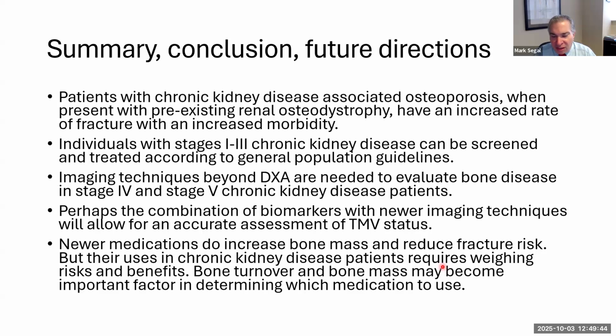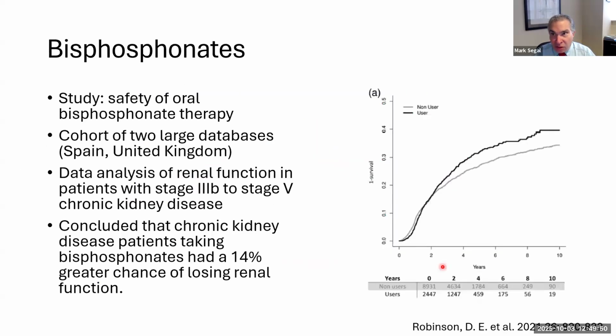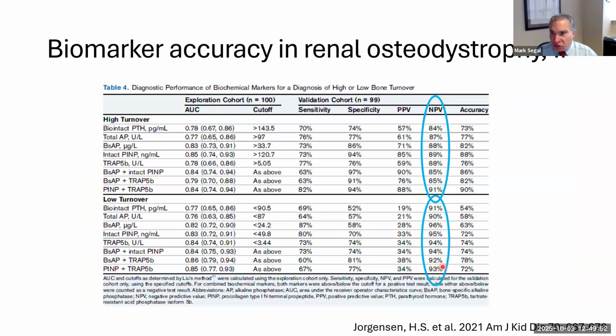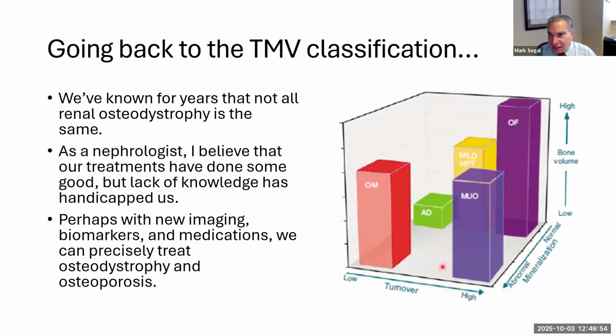The first question is, in the TMV classification scheme that you showed, is the prevalence in each of those buckets, the purple, the blue, the yellow, etc., known as CKD progresses? What's the prevalence in the general population of CKD patients?